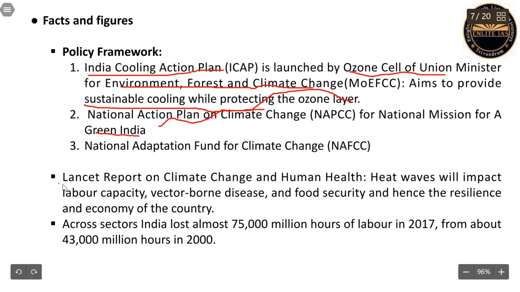Then there was a Lancet report on climate change and human health, which said that the heat waves will impact the labor capacity and will lead to an increase in vector-borne diseases and food security, and hence affect the economy of India. Also, it is said that India has lost these many million hours of labor in 2017 in general because of heat waves and conditions existing because of heat waves.